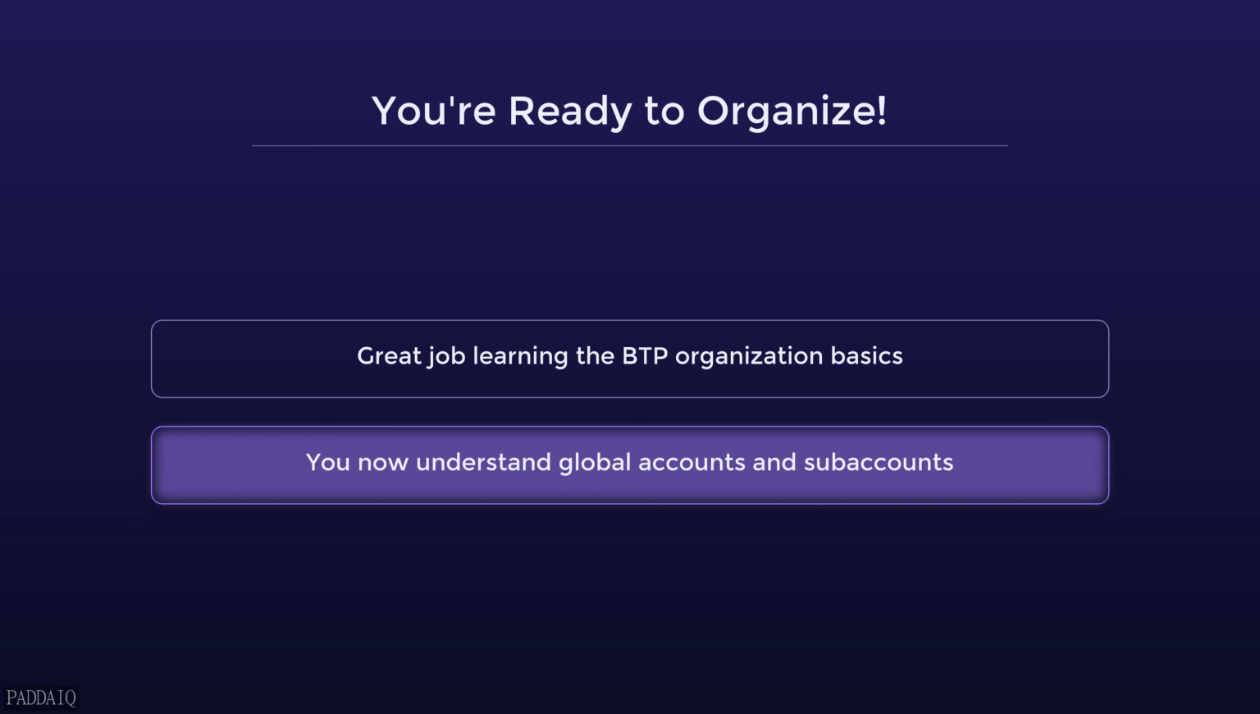You now understand global accounts and sub-accounts. A global account is your top-level SAP BTP contract, while sub-accounts are separate workspaces for different projects or teams. For instance, a company might have one global account but separate sub-accounts for development, testing, and production. This structure helps you manage resources and permissions efficiently across your organization.